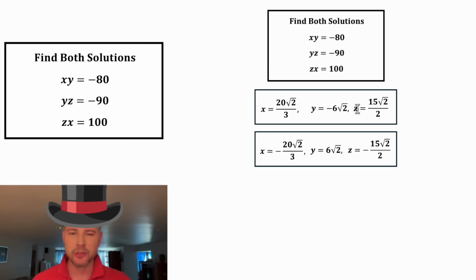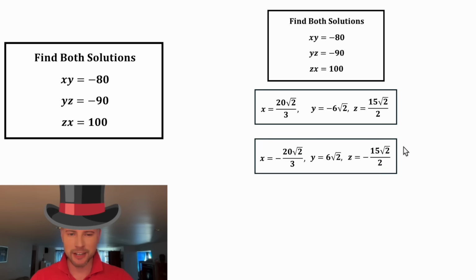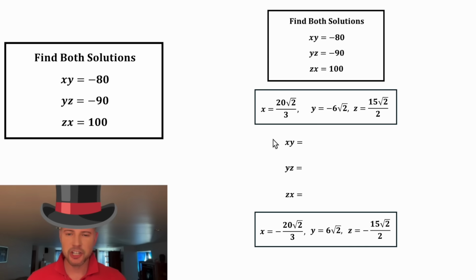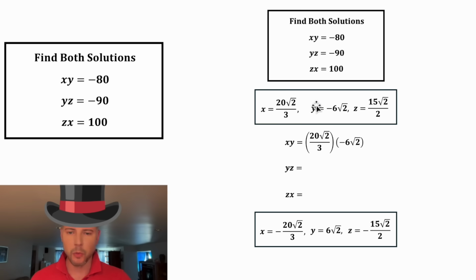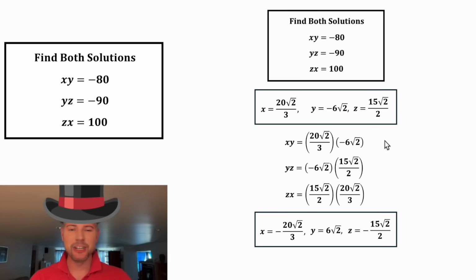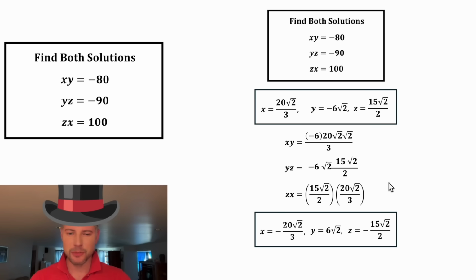We have both solutions, but I think I want to check them anyway. I think it could be fun to see it work out. And I can play around with some animations. So we're going to check xy, yz, and zx. So for xy, it'll be this times this. For yz, it'll be this times this. And for zx, it'll be this times this. So now for each of these, let's animate the like terms together.